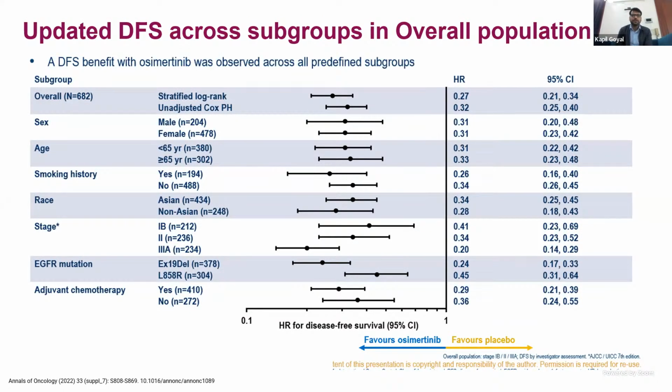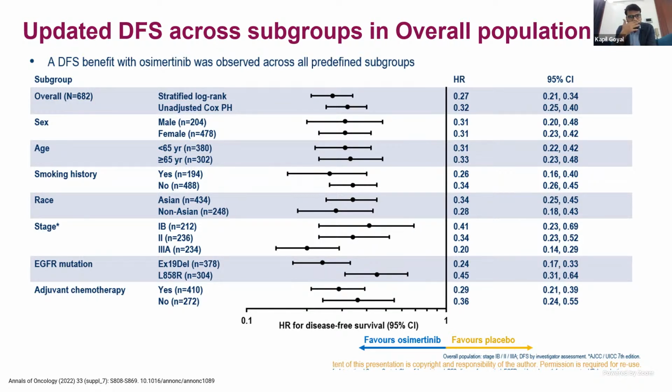If we look at the forest plot, we can see that according to the subgroups, the benefit of osimertinib was maintained across all subgroups: across sex, male and female, age less than 65 or more than 65 years, according to the smoking history, race, stages, EGFR mutation, or adjuvant chemotherapy. Across all subgroups, the benefit of osimertinib was maintained.